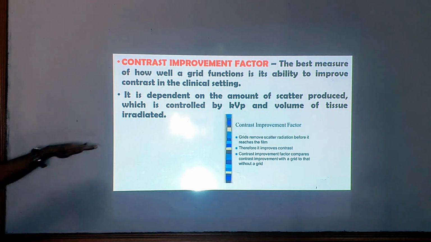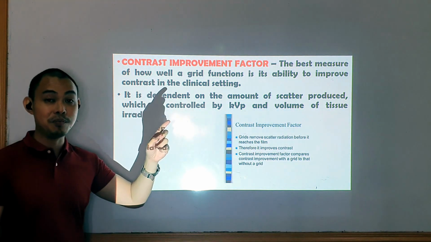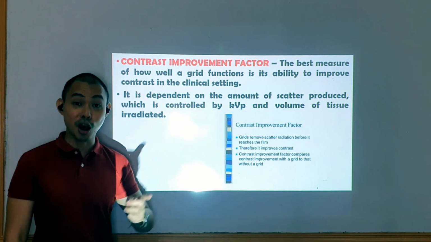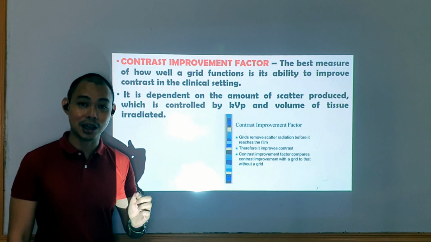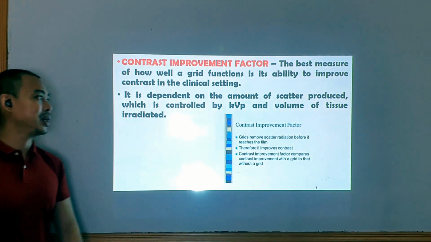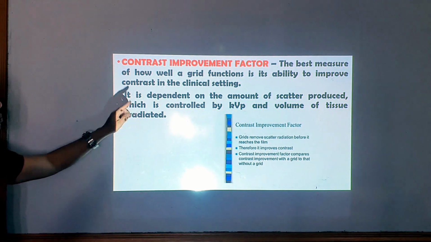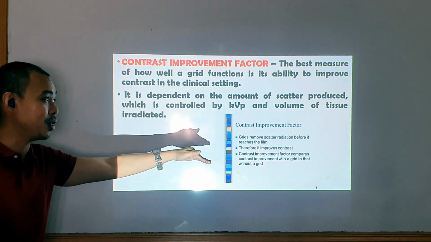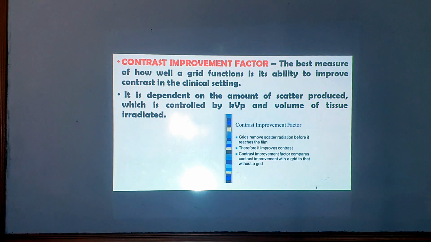Why kVp, sir? Because when we increase kVp, the type of interaction that will occur is going to be Compton interaction. And Compton interaction will produce scatter radiation. That's why it is dependent on the amount of scatter produced, which is controlled by your kVp, and the other one is the volume of tissue irradiated.